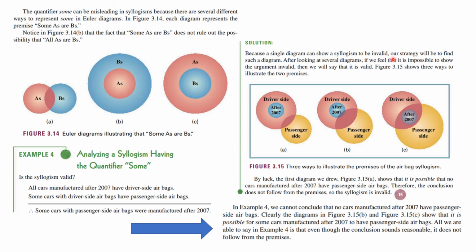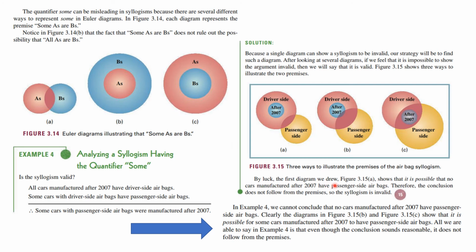Well, you have to draw a number of diagrams to show all possibilities, because a single diagram can show a syllogism is invalid. So let's look at such a diagram. So we think about several different diagrams, and if we feel it's impossible to make it invalid, then we'll say it's valid. But let's look at this one. So here, after 2007, you had a driver's side airbag, and some cars have passenger side airbags. So you could draw it this way, you could draw it this way, or you could draw it this way.